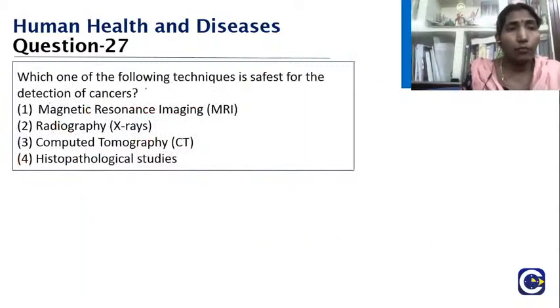Which one of the following techniques is safest for the detection of cancers? Magnetic resonance imaging, MRI, radiography, X-rays, computer tomography, CT, histopathological studies.